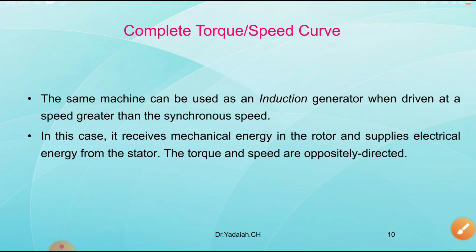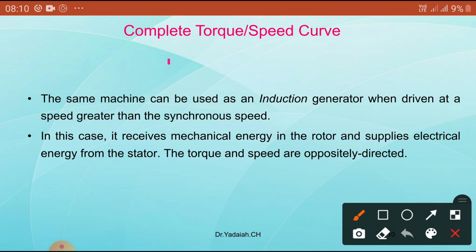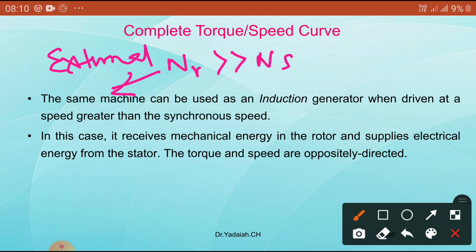Now, the same machine can be used as an induction generator when driven at a speed greater than the synchronous speed. Here NR is greater than NS. How is it possible? By external means, we can run the rotor at a speed more than the synchronous speed. Then it acts as an induction generator. In this case, it receives mechanical energy in the rotor and supplies electrical energy from the stator.